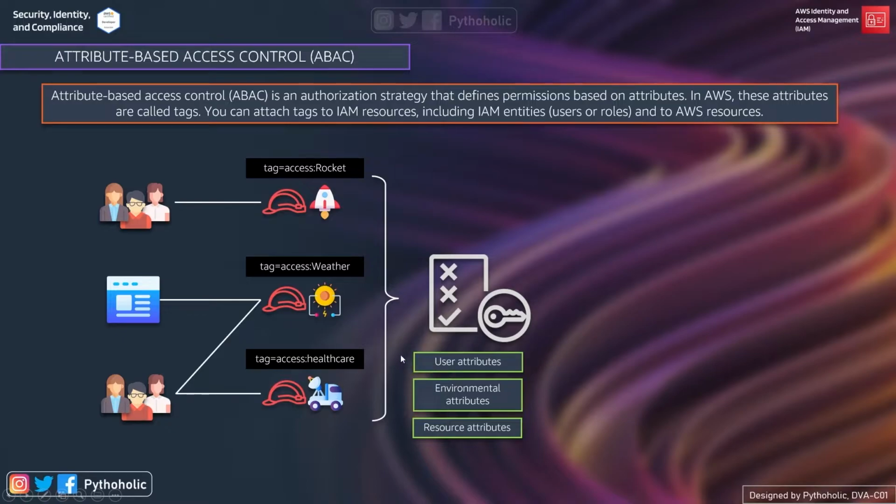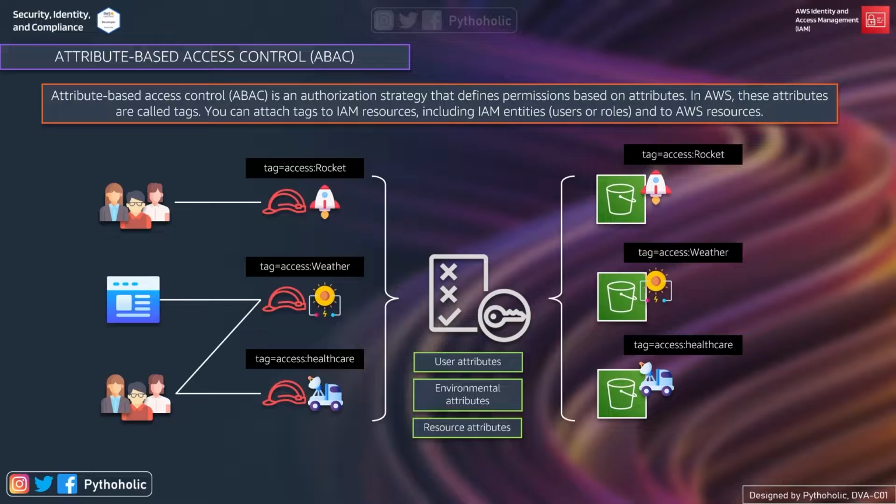And the policies attached will be based on 3 types of attributes. It could be the user attributes, the environmental attributes, or the resource attributes. And the resources will be coupled with the access tags, which will allow users to use the same tags to make use of them. So as you can see here, we have the rocket tag, weather tag, and the healthcare tag for the S3 bucket. The users or entities that have the same tag will be able to access the resources. So we have a resource called S3 bucket here, and they will be able to make use of that. The project will also be able to make use of that resource.